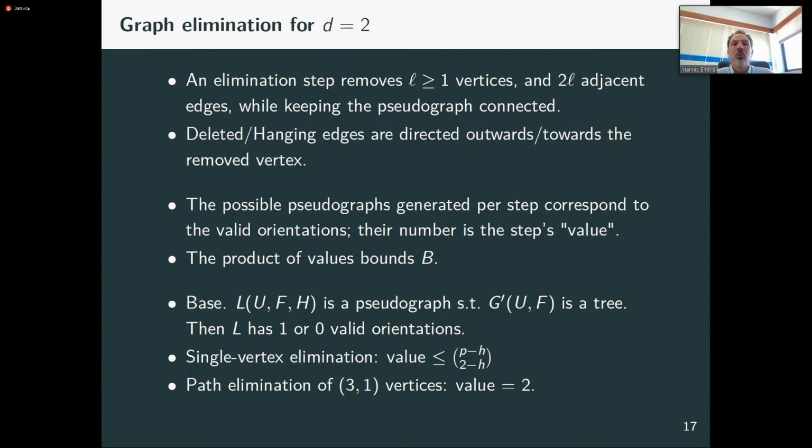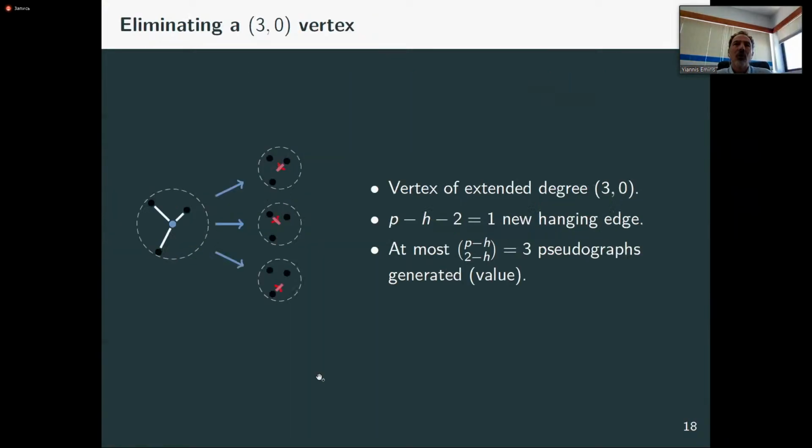There are two kinds of elimination. Either I eliminate a single vertex, or I eliminate a path of vertices that I show you here. This is an example of eliminating a vertex that has 3 normal edges and 0 hanging edges, and the resulting pseudograph has 3 orientations. So the value here is 3. That's the value of that step that I need to multiply with the other values.